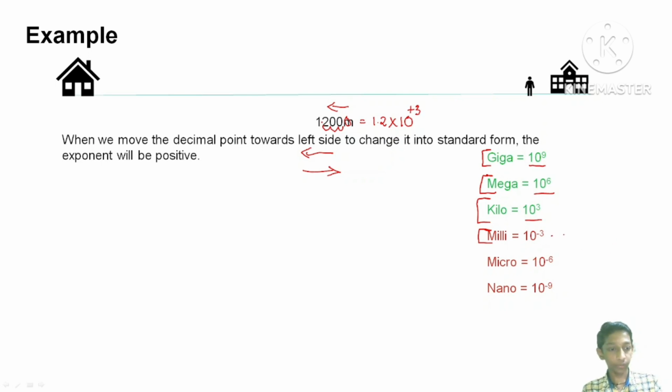1 millimeter or milliliter is equal to 10 raised to the power of negative 3. That is 1 by 10 raised to the power of 3. 1 micrometer or microliter is equal to 10 raised to the power of minus 6. That means 1 by 10 raised to the power of 6. 1 nanometer or nanoliter is equal to 10 raised to the power of minus 9. That is 1 by 10 raised to the power of 9. Now let's take an example relating to this.